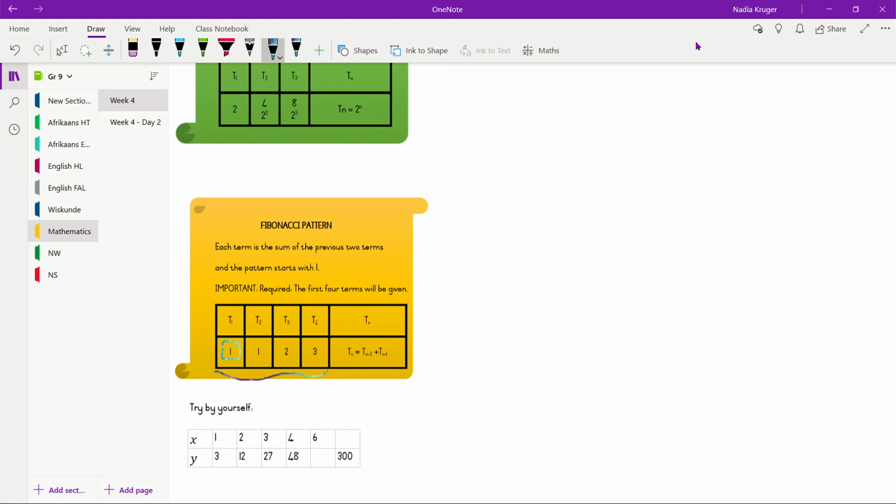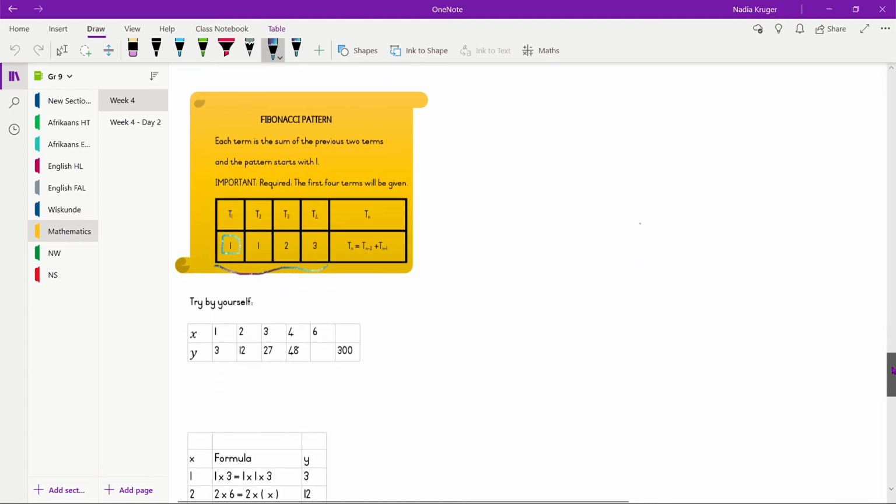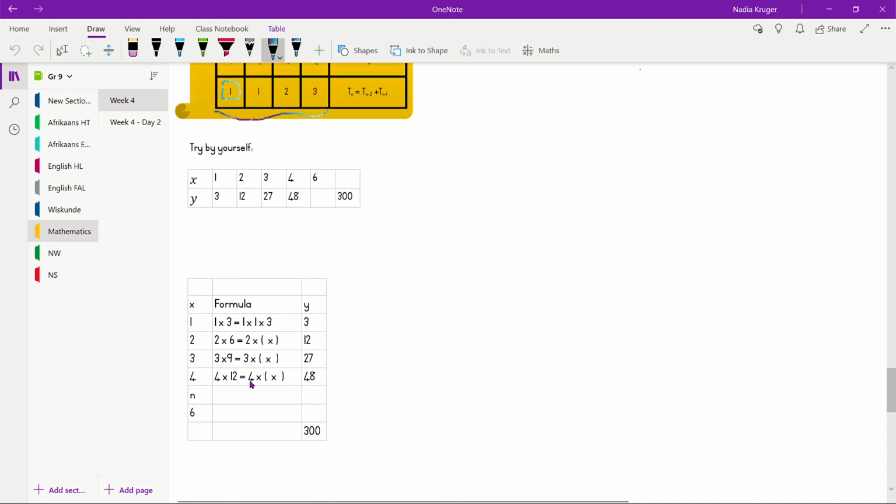Okay, let's look at the information that we have already so that we can move on. Okay, what have they given us? They've given us 3, 12, 27 and 48. Okay, let's take that information and place it in the table in which we can work out. Okay, so I've already placed in the information we've got. We've got 1, 2, 3 and 4.